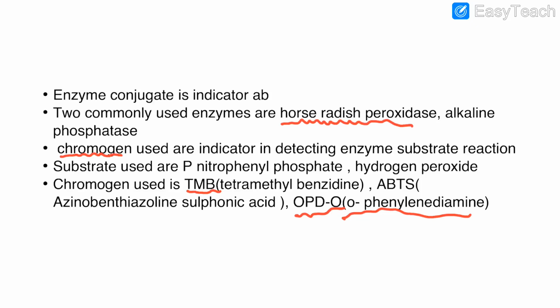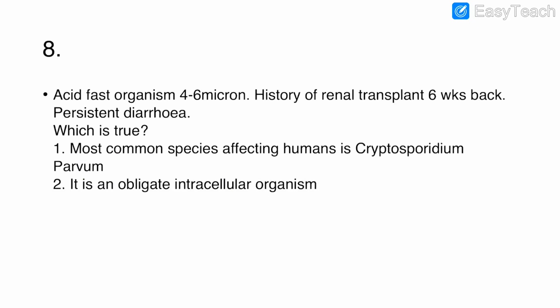Fine. Then the substrate name is para-nitrophenyl phosphate, and you can also use hydrogen peroxide as a substrate. So enzyme and substrate, this particular reaction is seen with the help of what? Chromogen. Okay, so that is what is termed as that type of ELISA, sandwich ELISA. If that picture was there, you can imagine that was the conjugate which was being given.